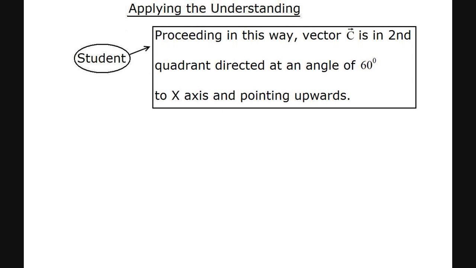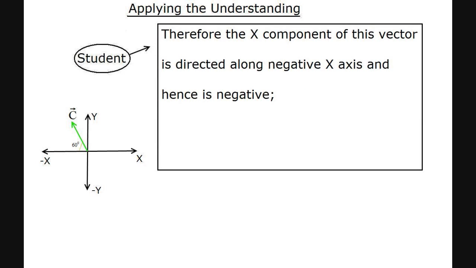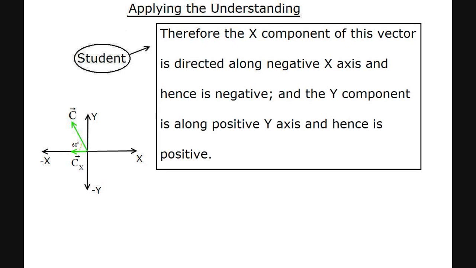Proceeding in this way, vector C bar is in the second quadrant, directed at an angle of 60 degrees to the x-axis, and pointing upwards. Therefore the x-component of this vector is directed along the negative x-axis, and hence is negative. And the y-component is along the positive y-axis, and hence is positive.